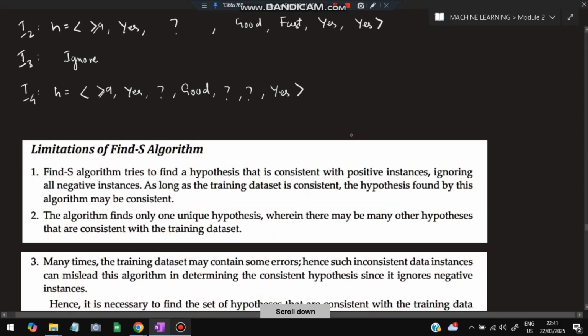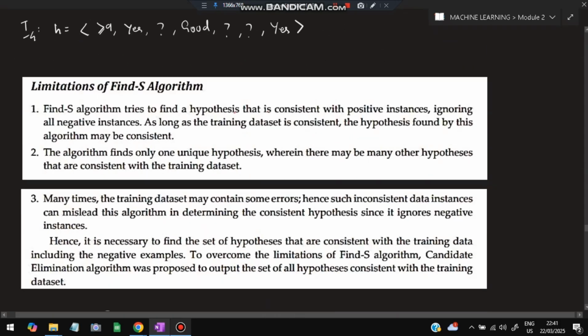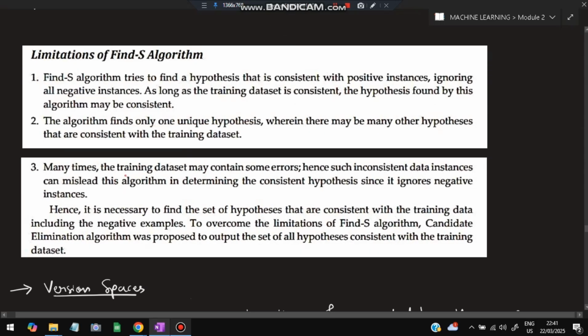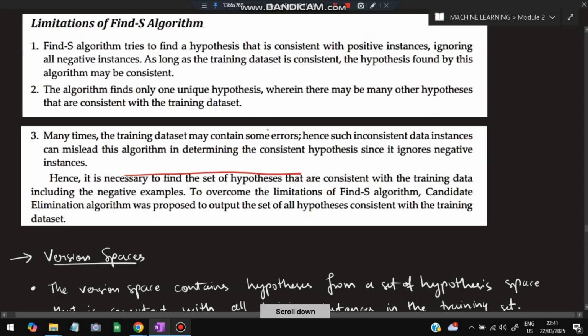Now there are three limitations of the Find-S algorithm. First is that it tries to find a hypothesis that is consistent with the positive instances, ignoring the negative instances. That is the first disadvantage. Second, it finds only one unique hypothesis while there can be many. And third, the training dataset might contain some errors. In that case the Find-S algorithm will give us the wrong answer.